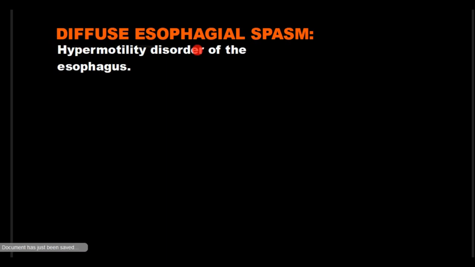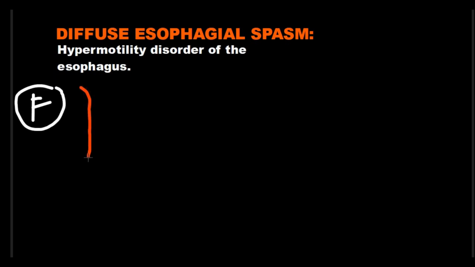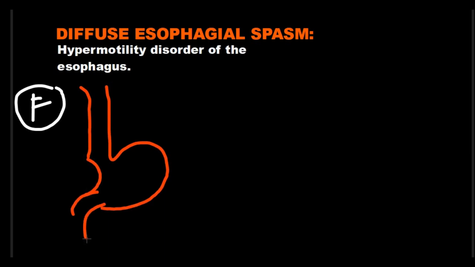Now we're going to be talking about diffuse esophageal spasm. In order to understand this condition, we'd have to review a bit of physiology. We know that whenever we eat food, it passes through our esophagus into our stomach with the help of certain contractive movements known as peristalsis. Now these contractive movements are actually progressing the food downwards towards the stomach.